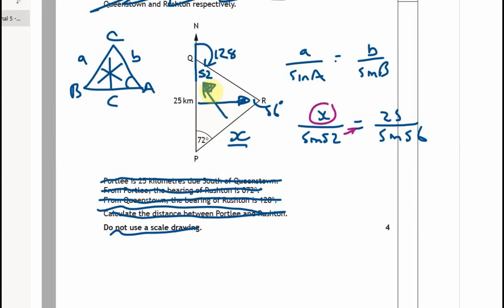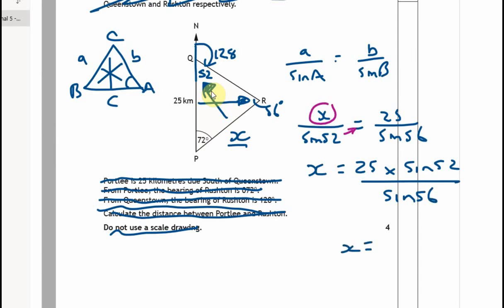So on the left, I'm dividing by sine of 52. So to move over, I'm going to times by sine of 52. Okay, so times by sine 52 divided by sine of 56. And that's it. So yeah, let's do that on the calculator.